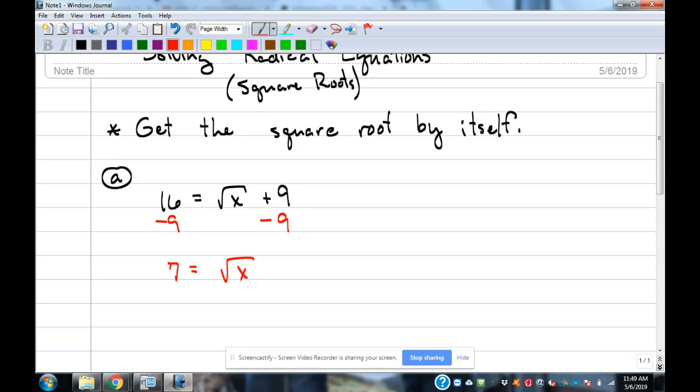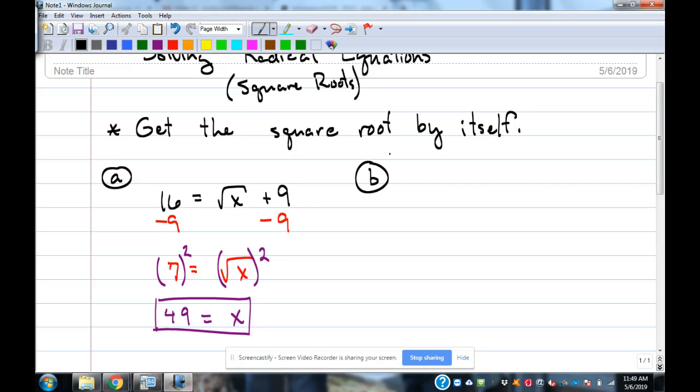An exponent of 2. Squaring both sides is the opposite of taking a square root. So to get rid of the square root, we're going to square both sides. On this side, when I square the square root of x, it cancels out the square root and just gives me whatever's underneath there. Just x this time. On this side, what's 7 squared? 49. You got x. Boom. Answer. That's not bad, right? That's pretty easy. You know it's going to get harder, but basic idea: get the square root by itself. Square to get rid of it.